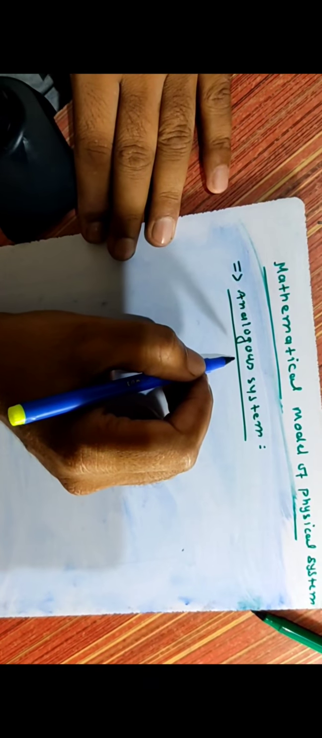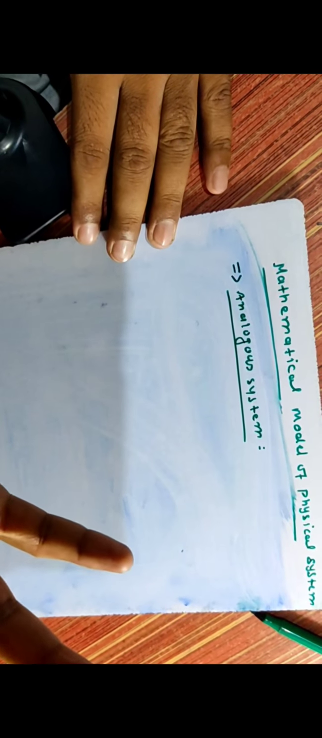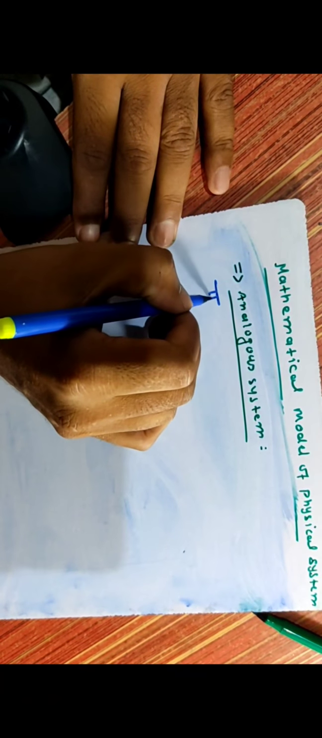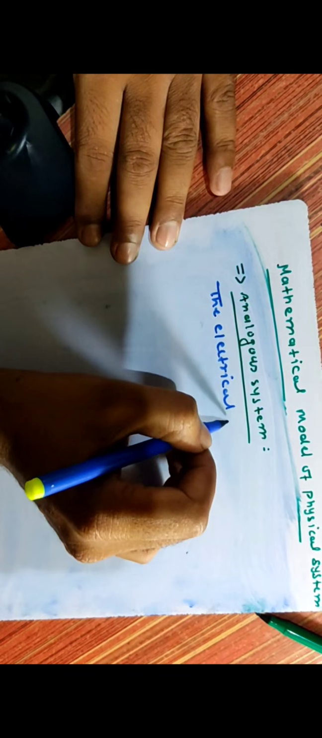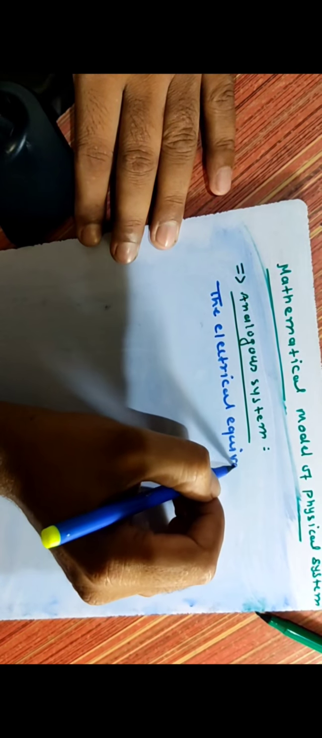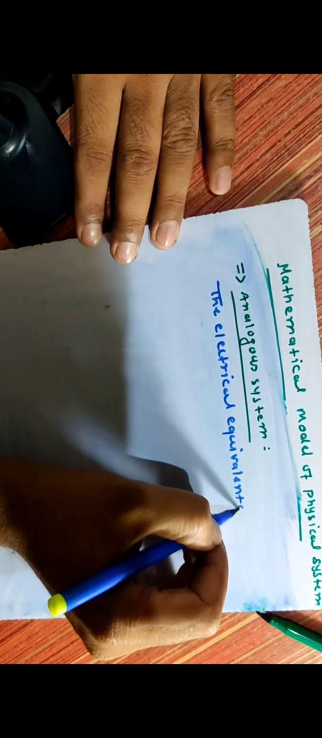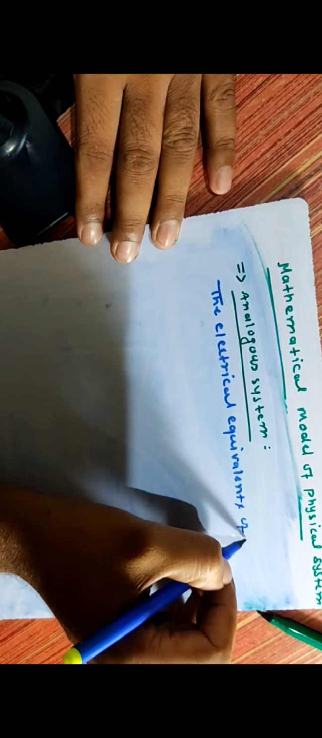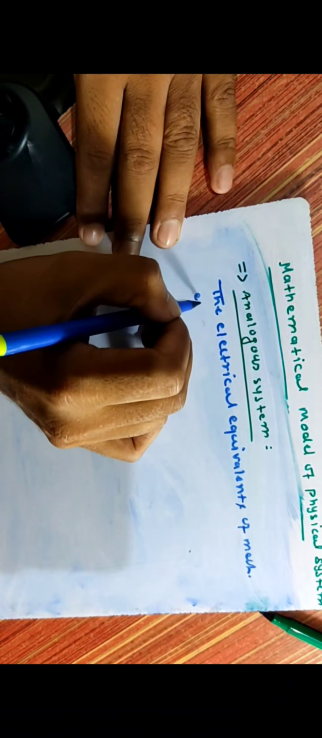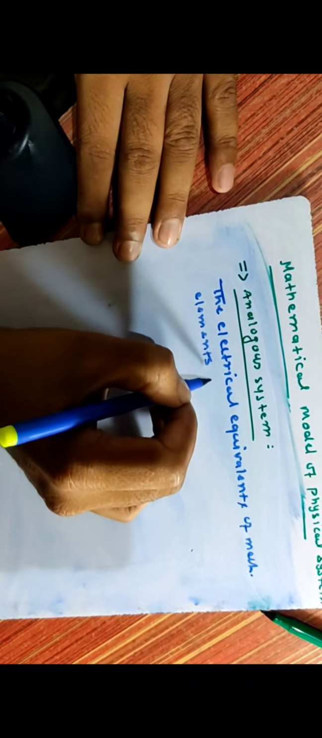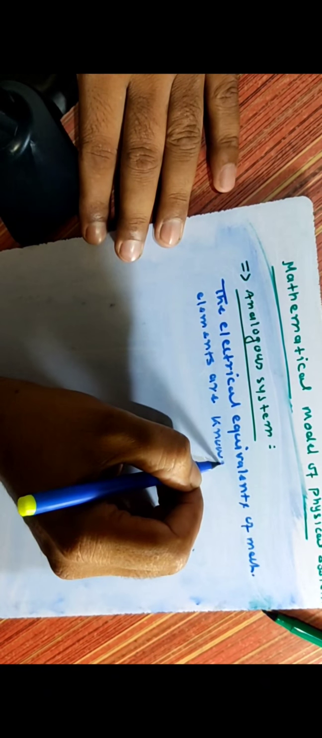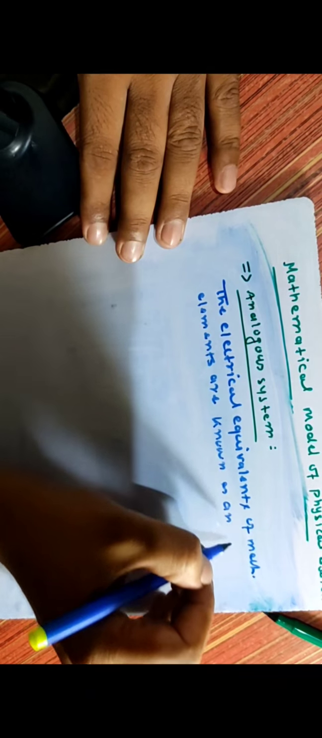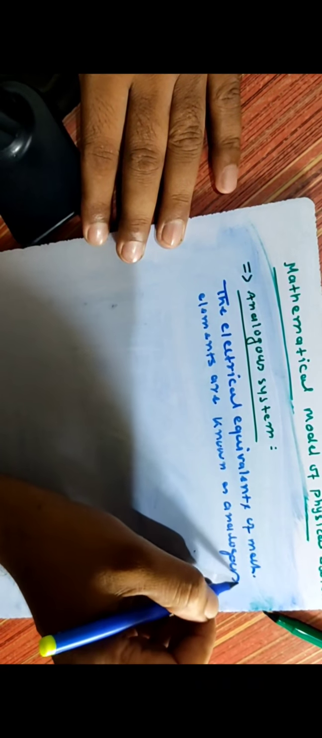Analogous systems. What are analogous systems? The electrical equivalent of mechanical elements is known as analogous systems.